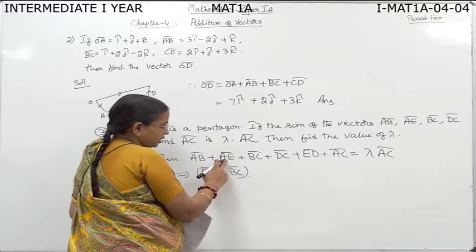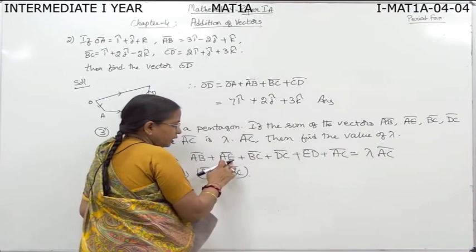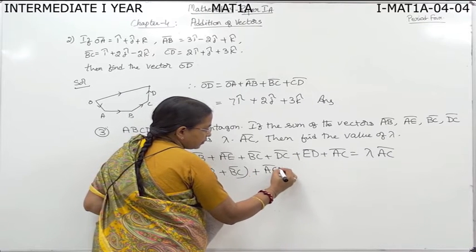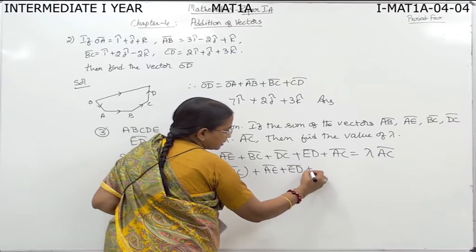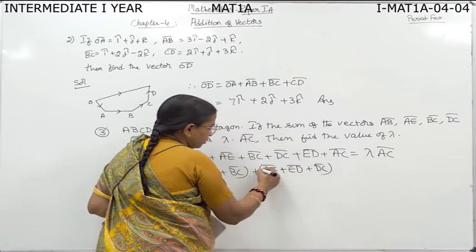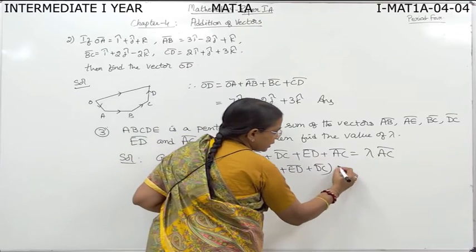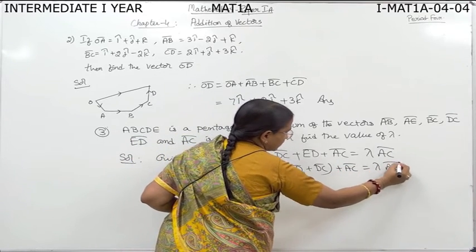Then again, if you see AE, you should start with AC. You should get AC. So AE continuation is here AD. So I'll write AE plus ED, and ED continuation is here plus DC. So group these three terms. Now one extra AC is there, that you write as it is. So this is equal to lambda AC.